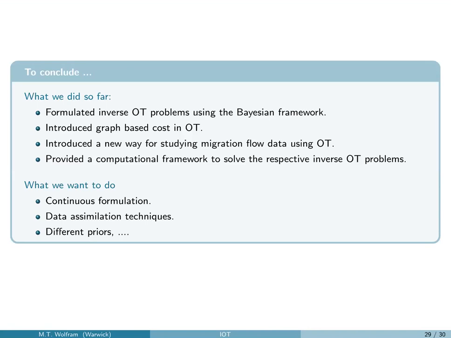What we are currently looking at is, okay, I just talked about the discrete problem. It would definitely be interesting to have a look at a continuous formulation. The second thing I haven't touched yet are data assimilation techniques. This is a subset or part of inverse problems where we have consecutive updates of these transportation maps. As I said, the flow data is reported annually. So one could take this, first of all, to predict, and second of all, to improve the estimates. And also have a look at different priors and also more complicated models.